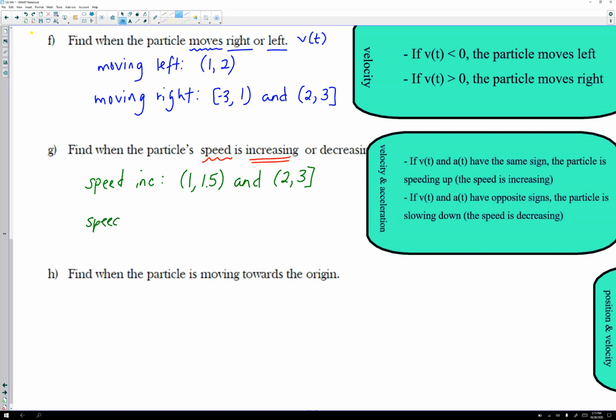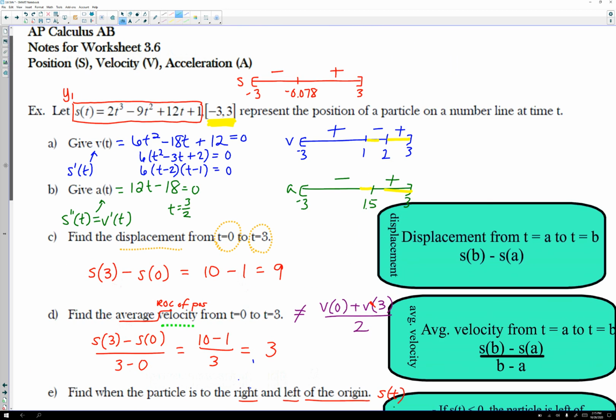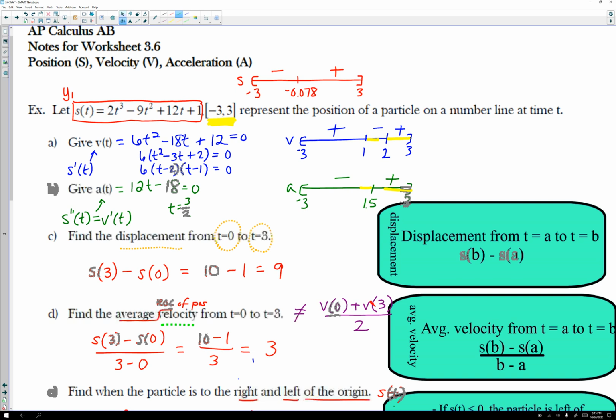Now the speed is decreasing when your velocity and acceleration are opposite signs. Doesn't matter which one's positive and which one's negative, but they will be opposite signs. So again, compare the velocity and acceleration and find intervals where they're different. From -3 to 1, they have opposite signs. From 1.5 to 2, they also have opposite signs. So that's when the speed of the particle is decreasing. Negative 3 to 1 and 1.5 to 2.